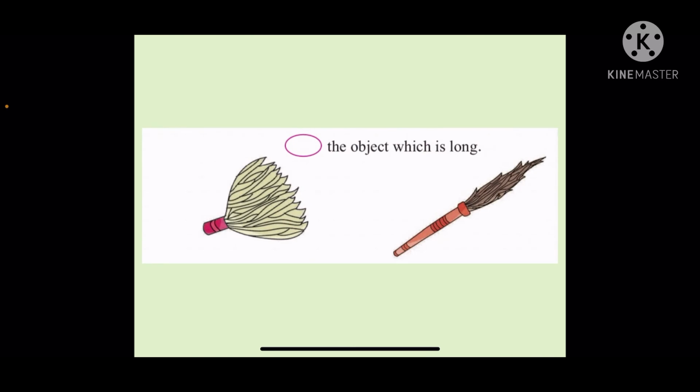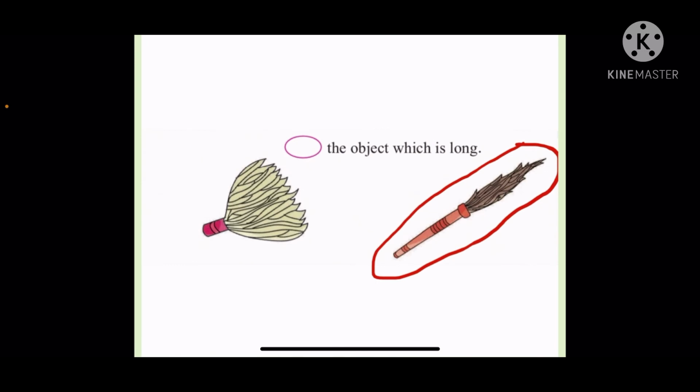Our next question is circle the object which is long. Now children, here brooms are given. Now the first broom is short and the second broom is long. So we have to circle the object which is long. So you will circle the second broom.